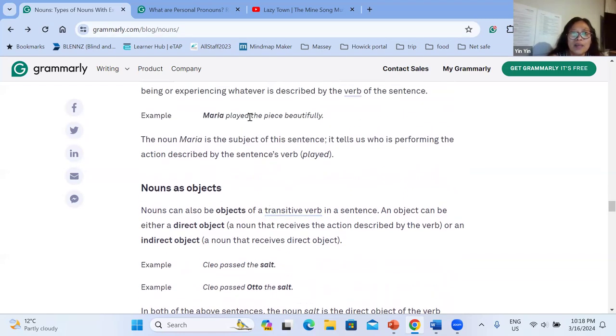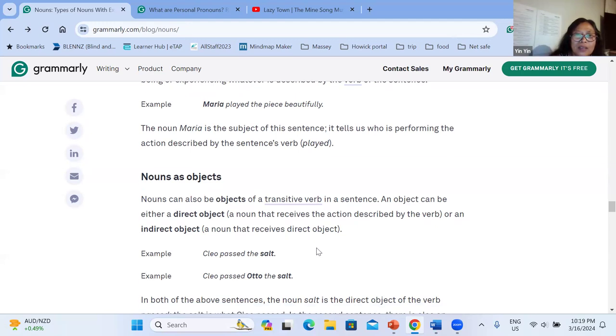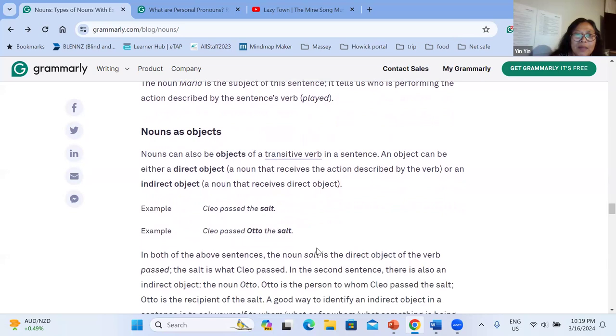That's it. Now, Maria played the piece, right? The piece is the direct object, right? The verb is played, and the piece of music is the direct object, or an indirect object, a noun that receives the direct object. Okay, for example: Cleo passed the salt.